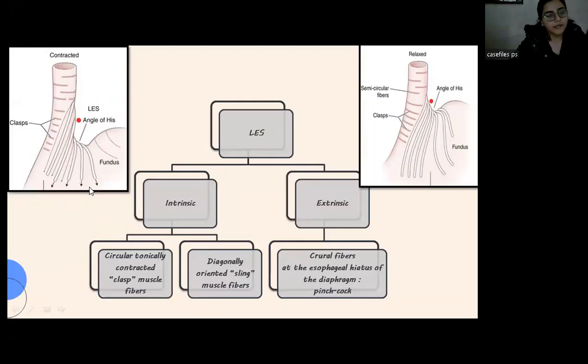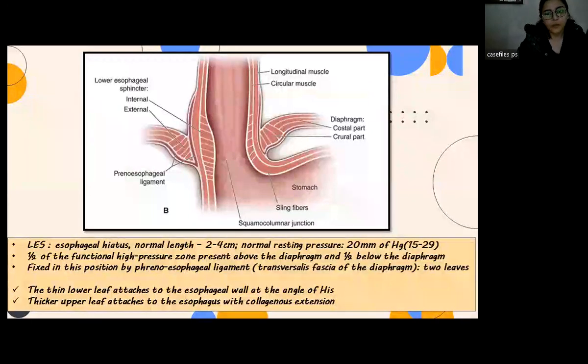Contraction of these leads to prevention of reflux, or the tonically contracted state of the LES. The extrinsic component of the lower esophageal sphincter comprises the crural fibers at the esophageal hiatus of the diaphragm, leading to the pinchcock mechanism. The lower esophageal sphincter is primarily located in the esophageal hiatus, and the normal length is expected to be around 2 to 4 centimeters. The normal resting pressure is around 20 millimeters of mercury, and it can vary in a range of 15 to 29.